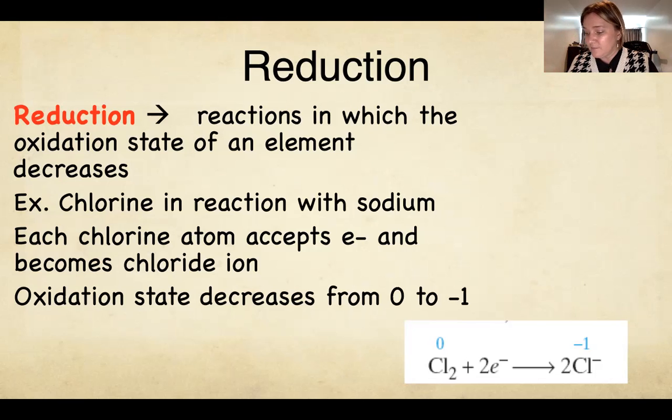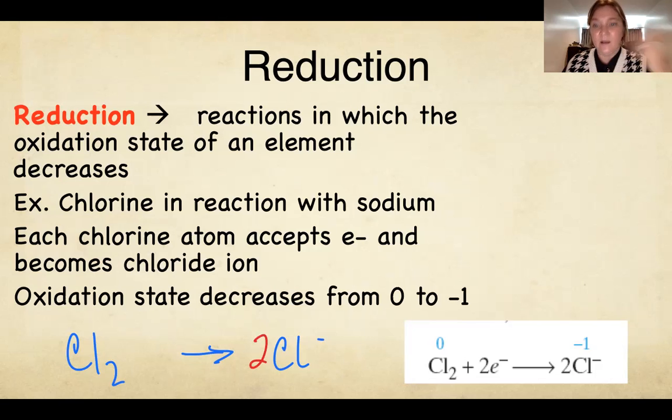So if I start with Cl2, because chlorine, remember, is a diatomic element, and we're going to form chloride ions, automatically I know that the chloride ions are not balanced with the chlorine, so I'm going to have to put a 2 there. Then you balance the charge, and because it's reduction, it means you gain electrons. That means electrons have to be on the left-hand side, and we gain 2 electrons, because you have 2 negative charges on the right-hand side, and you need 2 negative charges on the left-hand side.